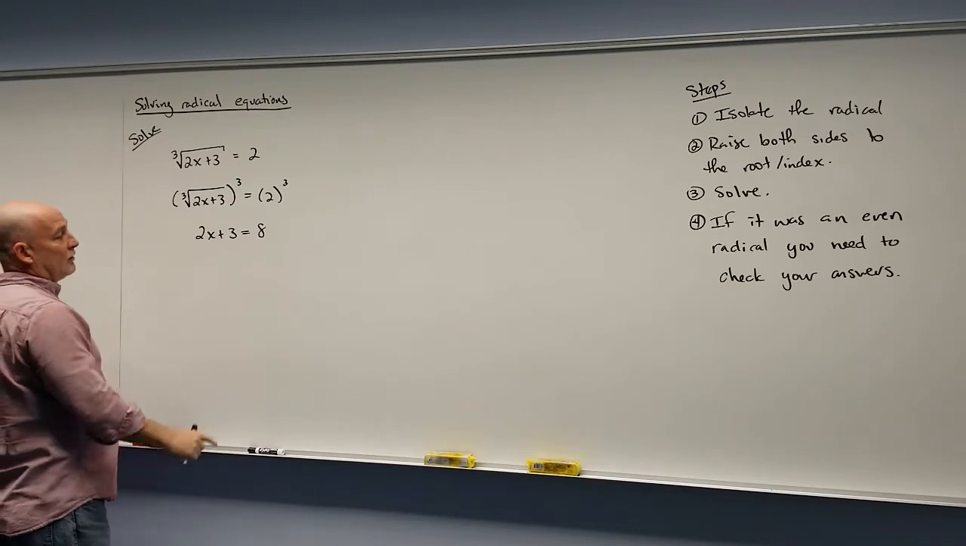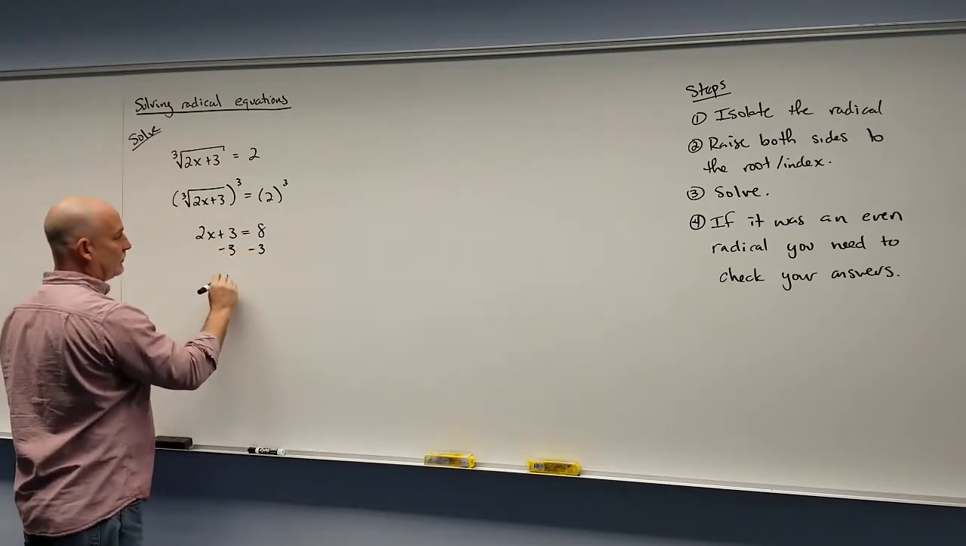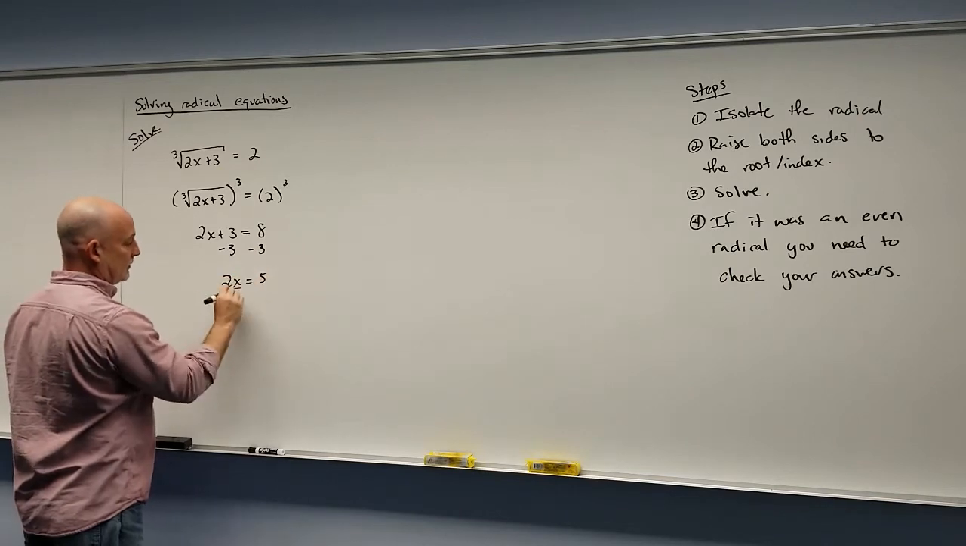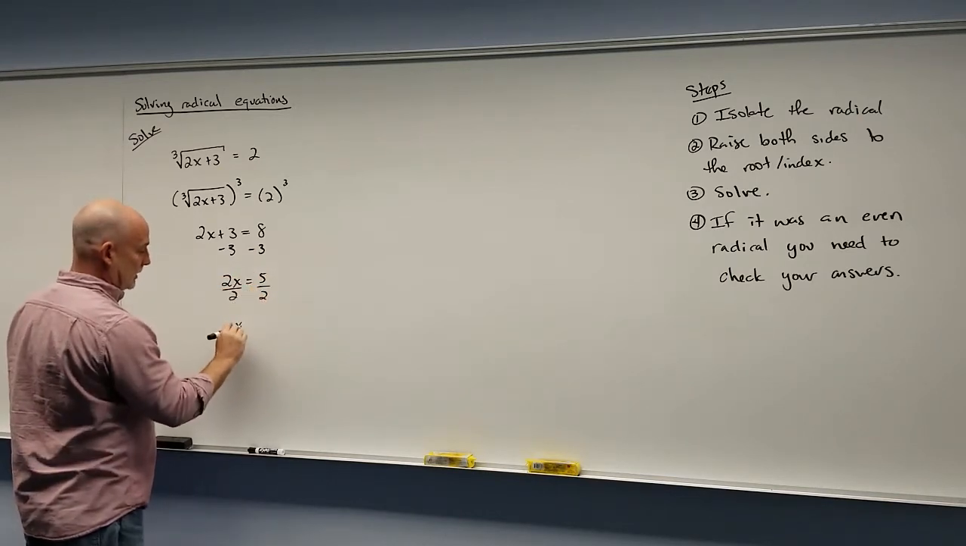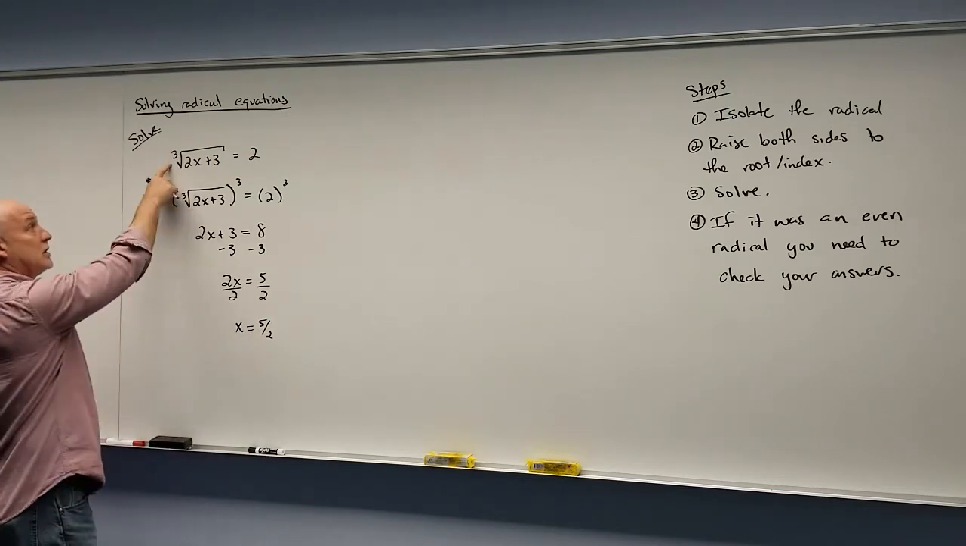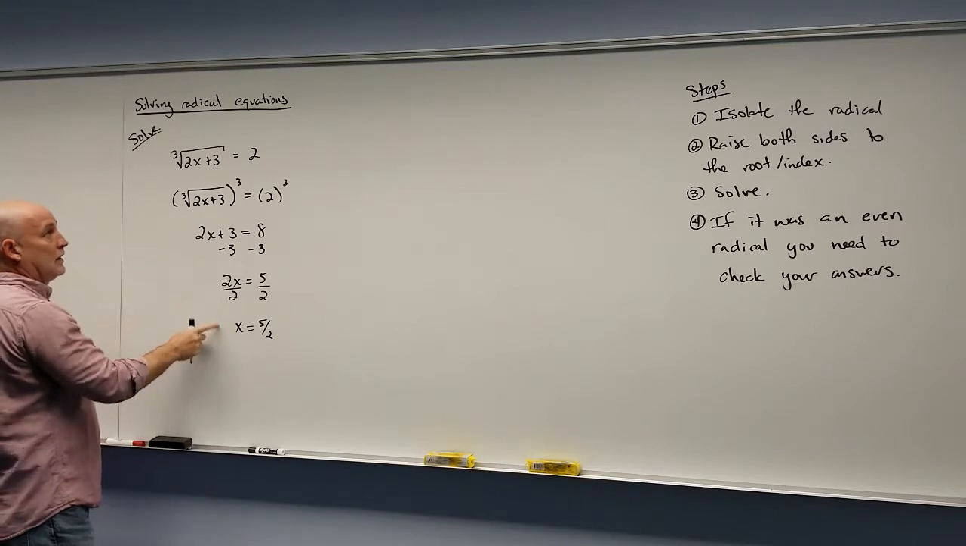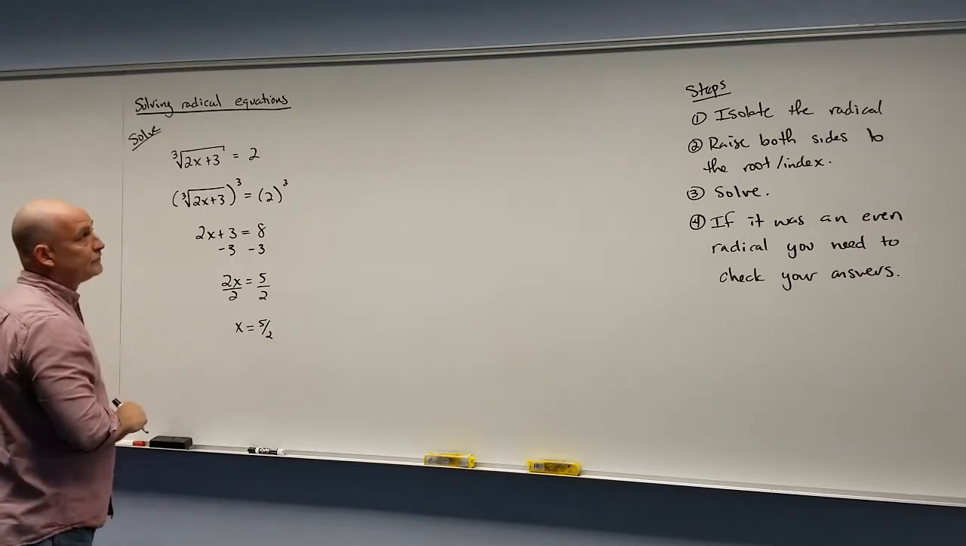Now we need to solve whatever's left over. Well, this is just a linear equation. This seems easy enough to solve. So we get 2x is 5. Divide by 2, we get x is equal to 5 halves. Now, since this was an odd root, we do not need to check, which means as long as our work is right, this will check.